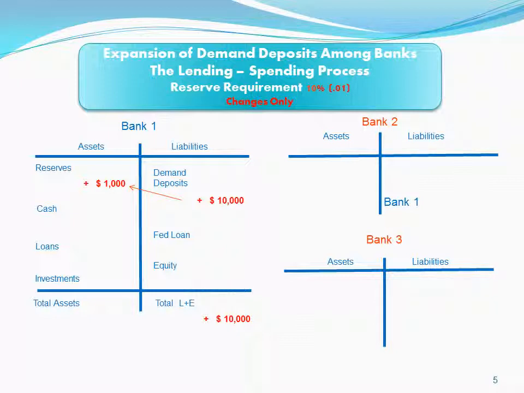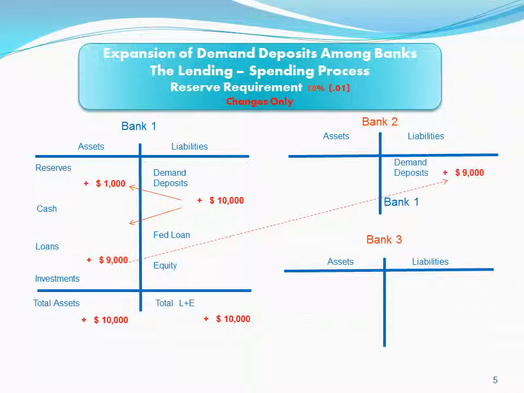So $1,000 is set aside in reserves. It's held at the Federal Reserve Bank. $9,000 is in cash or excess reserves, and this bank is going to make a loan of $9,000. Well, this loan is obviously to some other entity. Let's assume that a company borrows this $9,000 and it's going to use it. Well, it's not going to keep it in its pocket.